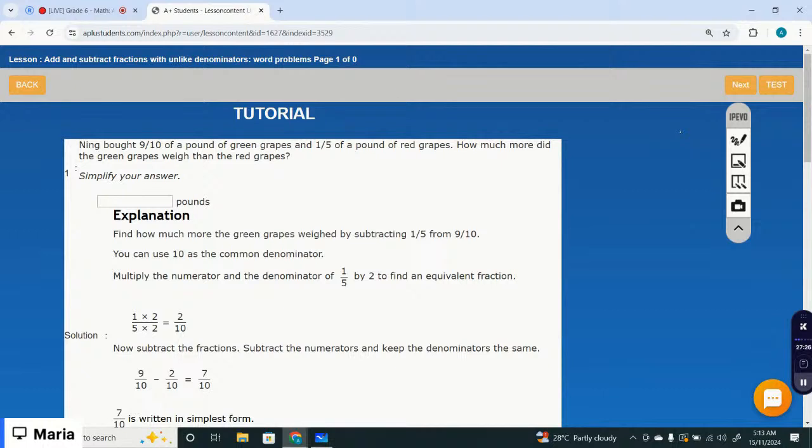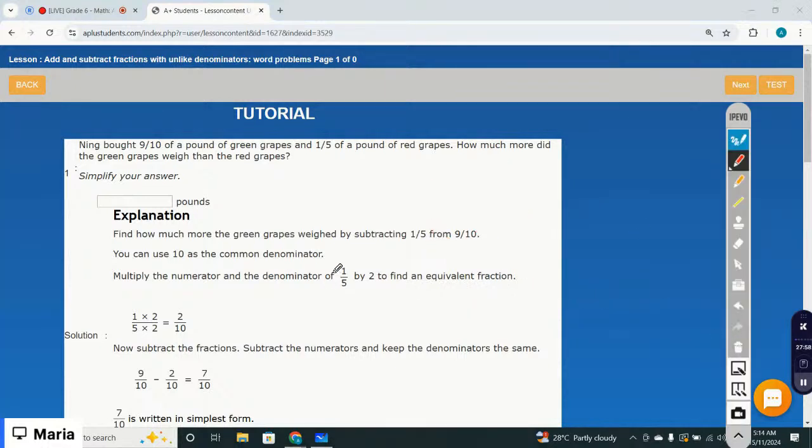Nick bought 9 by 10 of a pound of green grapes and 1 by 5 of a pound of red grapes. How much more did the green grapes weigh than the red grapes? You have to see the red grapes are more than green grapes, but how much green, right? How much more? You have to subtract. The red grapes are 1/5 and the green grapes are 9 by 10. So you have to do 9 by 10 minus 1 over 5, right?